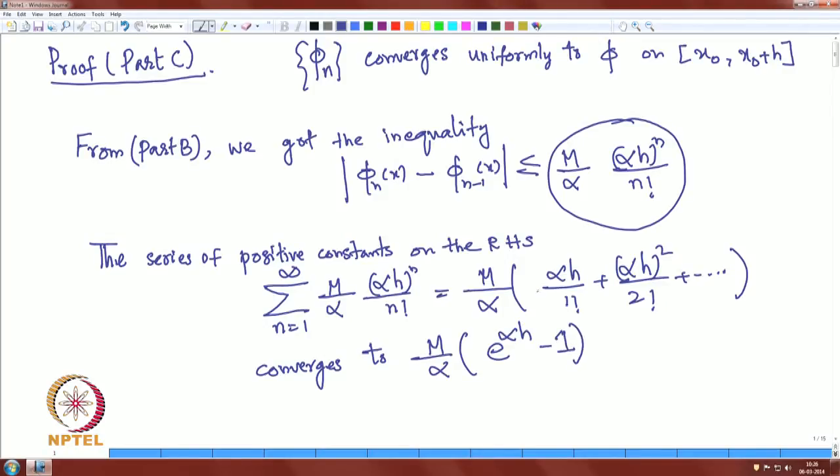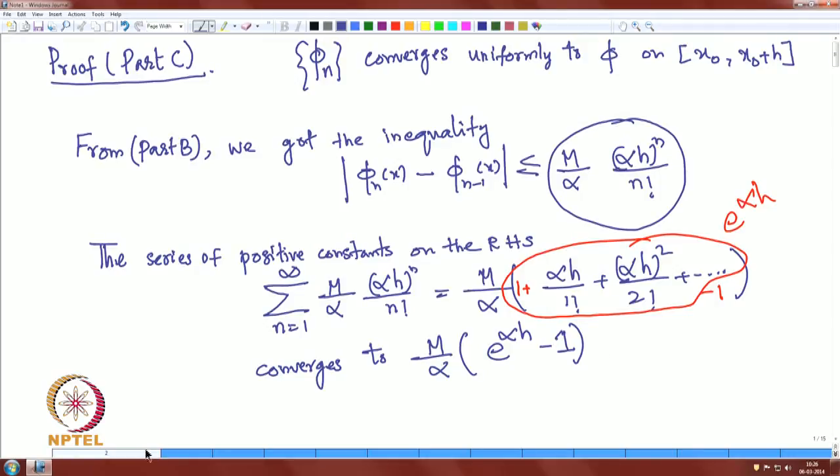See, in this series if you add 1 and if you subtract that 1, so this summation is e to the power alpha h and subtract 1. You get M by alpha times e to the power alpha h minus 1. So the right hand side term as a series converges to this quantity.